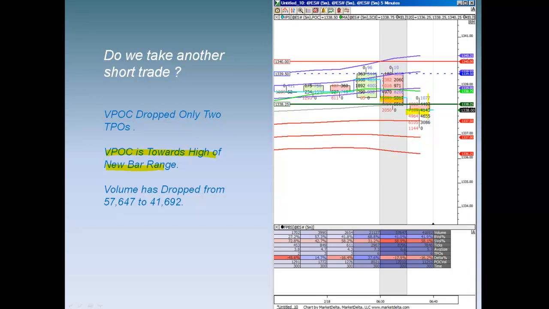Volume POC is towards the high of the new bar range. Take a look at the range of this bar and where the volume POC is relative to it. It's actually above the midpoint, so it's at the high of the range of the bar. This is a bullish sign, not a sign for a short trade. Volume has also dropped from 57,000 to 41,000. Now, if you ever get an increase in volume as you have a directional move, that is a clear indication of continuation in that direction. Whenever volume starts to drop, the opposite holds true. The likelihood of continuation decreases.